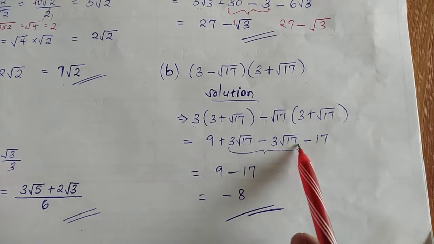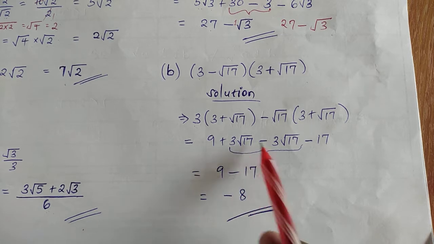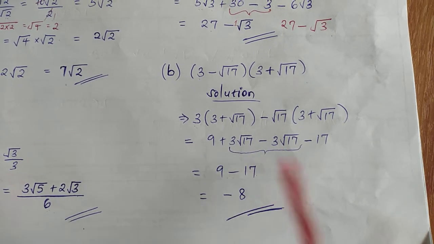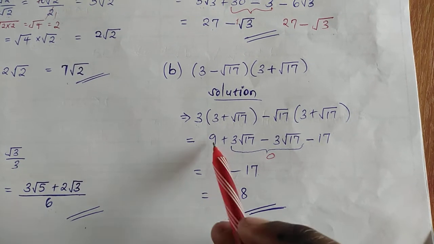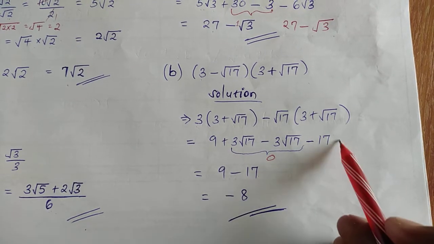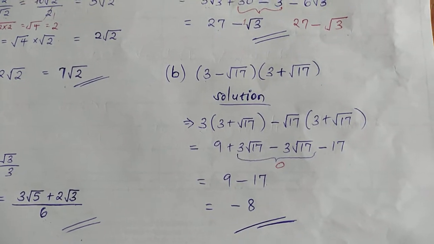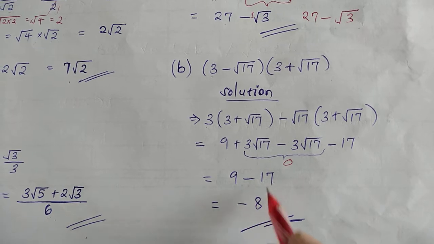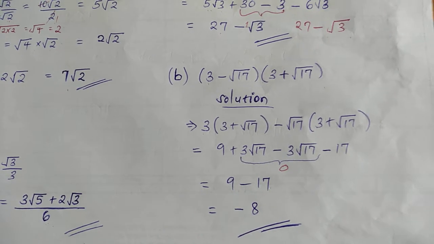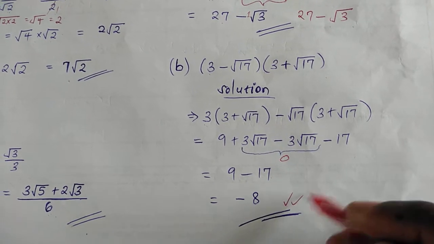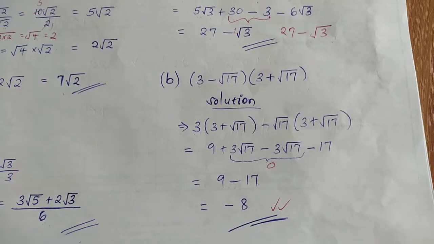So that this one cancels out with this, that is 3 root 17 minus 3 root 17 gives us 0. So that we are left with 9 minus 17. So 9 minus 17 is minus 8. So that's the answer. We've already evaluated that.